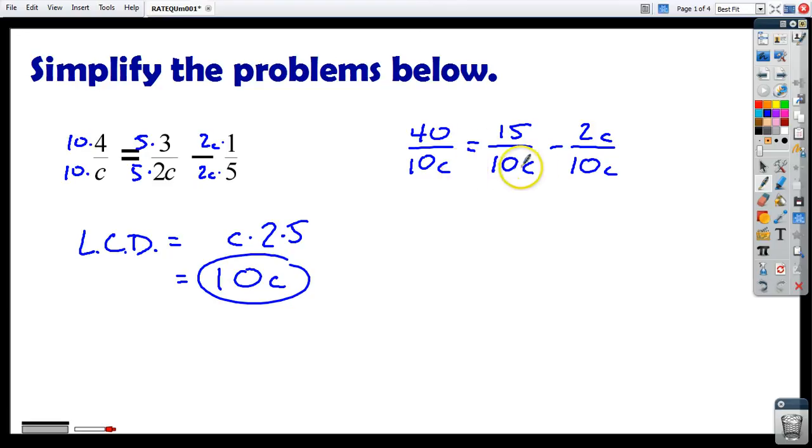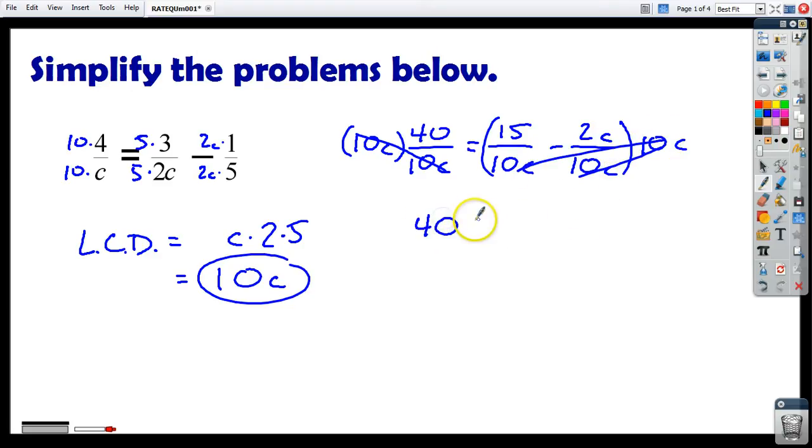Since all the denominators are the same, what I'm essentially going to do is multiply both sides by that LCD. Because what happens when you multiply something and then divide by that same amount? Well, they're opposites and they cancel each other out. So if I multiply this side by 10c, which is already being divided by 10c, they cancel out. And I'm allowed to do that because whatever I do to one side of an equation, as long as I do it to the other side, that's okay. So when I multiply over here by 10c, these cancel out on the bottom. So what I get is 40 equals 15 minus 2c.